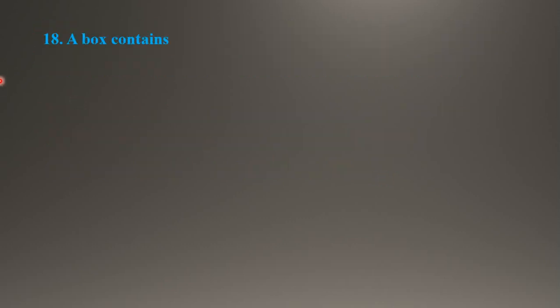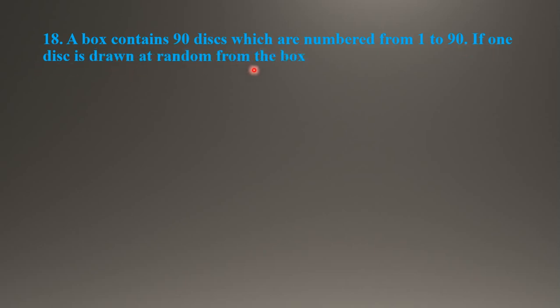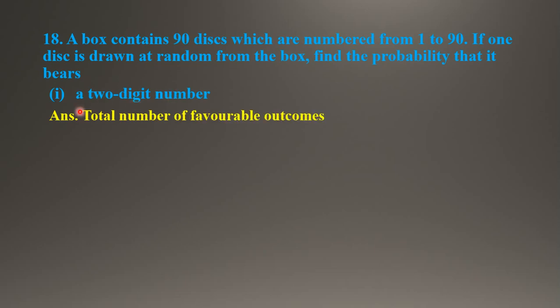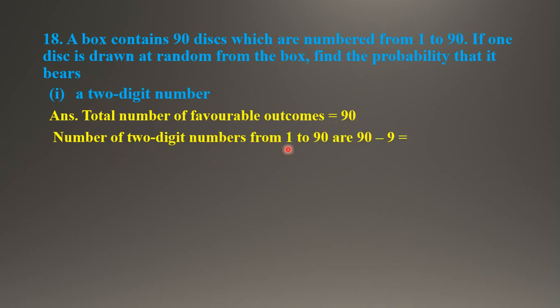Question number 18. A box contains 90 discs which are numbered from 1 to 90. If one disc is drawn at random from the box, find the probability that it bears a 2-digit number. First, the total number of outcomes is 90, as there are discs numbered 1 to 90. The number of 2-digit numbers from 1 to 90 is 90 minus 9.